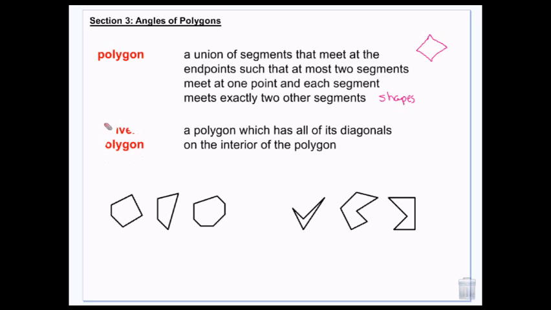Now you have a special kind of polygon called convex polygons. Convex polygons exist so that all of the diagonals are on the interior, which we'll need to know what a diagonal is for that to work. But basically, a convex polygon looks like this. These are the shapes you're kind of used to. And a non-convex polygon looks kind of weird.